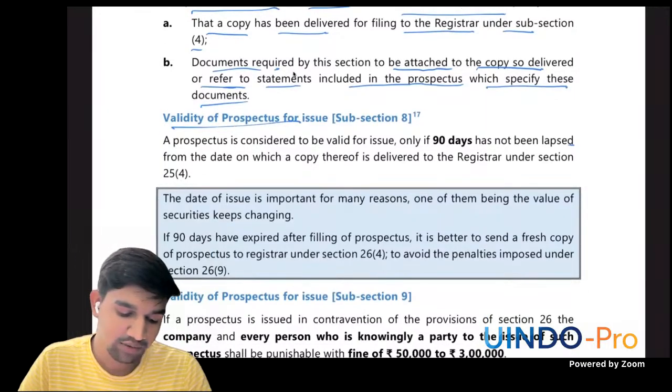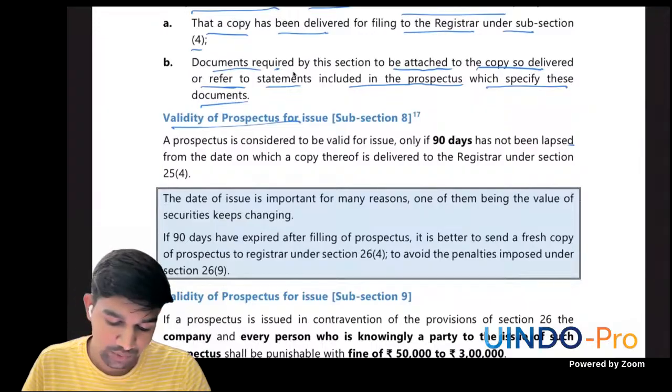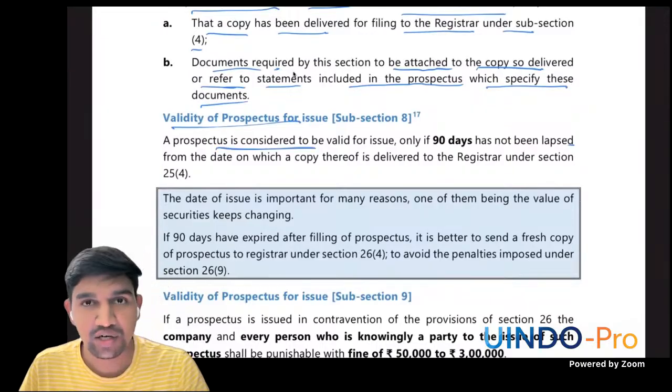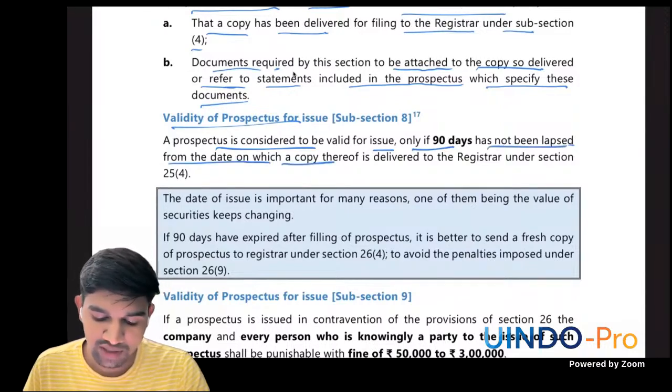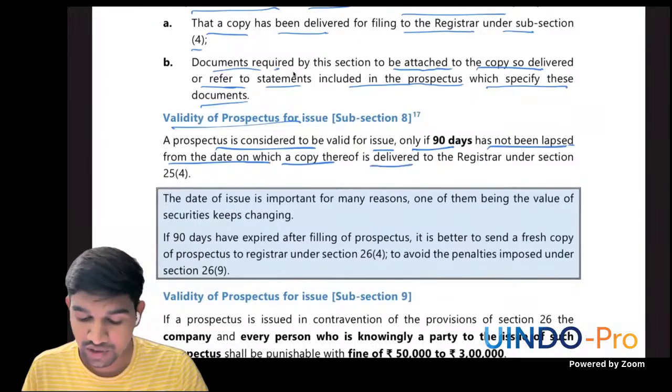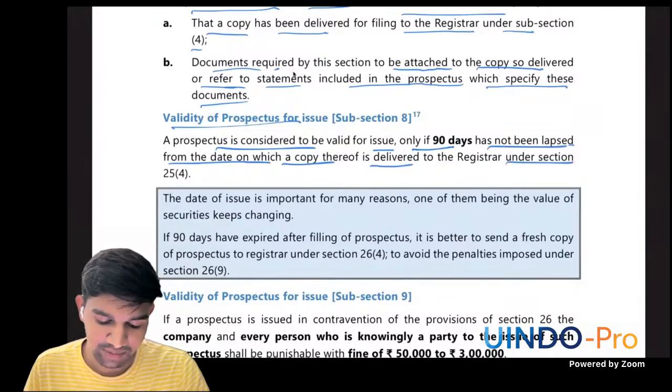Section 26, subsection 8 deals with the validity of prospectus for issue. A prospectus is considered to be valid for issue only if 90 days have not lapsed from the date on which a copy thereof is delivered to the registrar under Section 25, subsection 4.